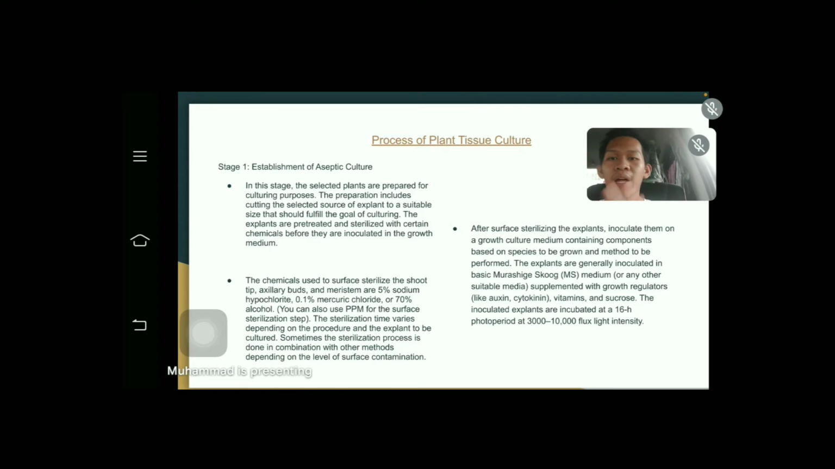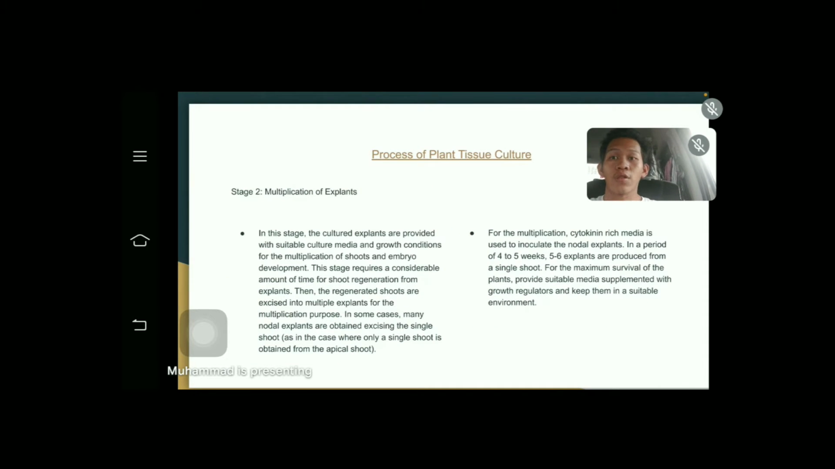The inoculated explants are incubated at 16 hour photoperiod at 3000 until 10,000 lux light intensity. So next we go to stage 2.